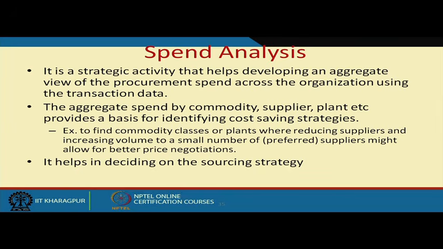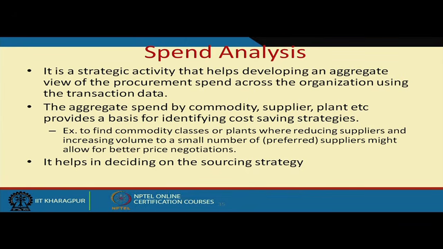Similarly, you have to consolidate or aggregate the spend data across the commodities, across the suppliers, across the plants, and this aggregation can provide you the basis for identifying the cost saving strategies.